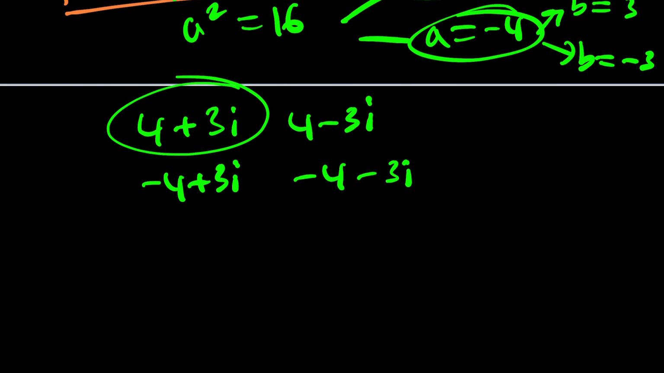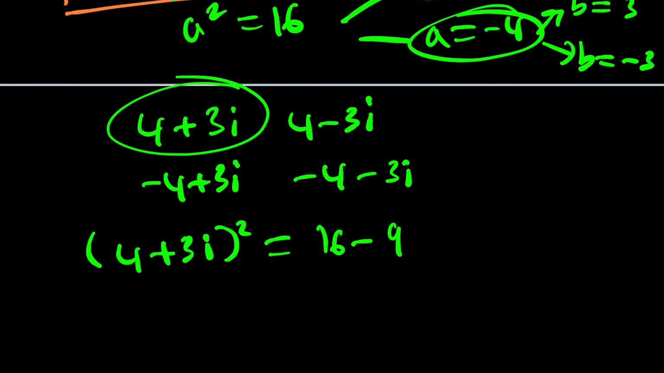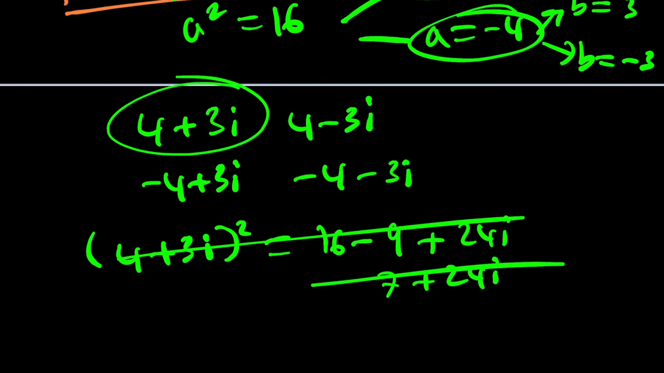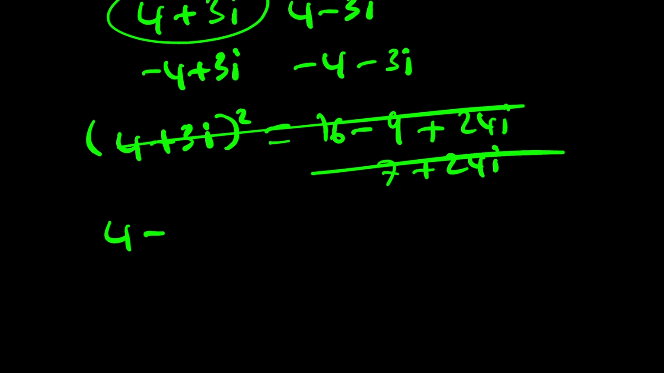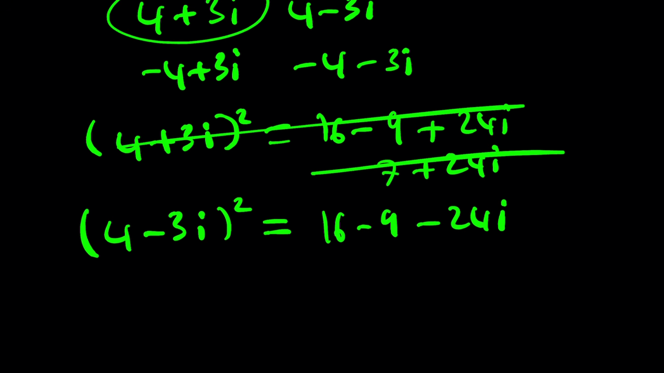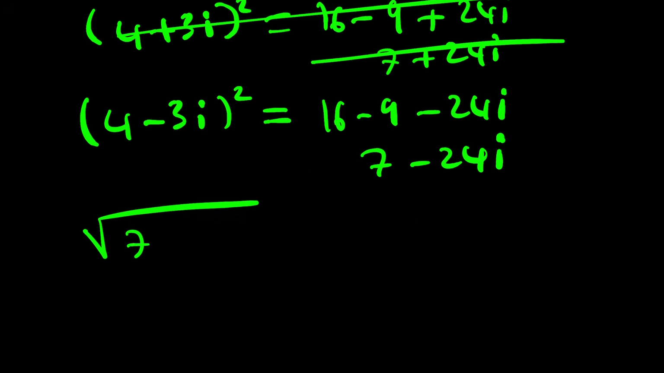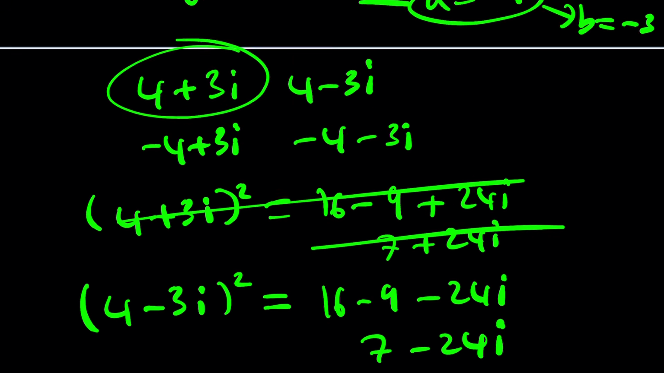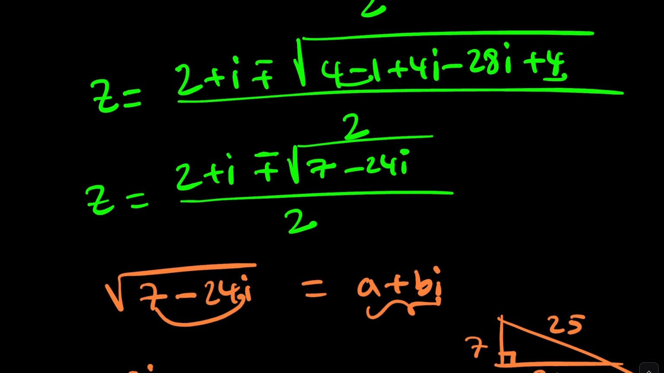If I square this number, right, I get 16 minus 9 plus 24i, which is 7 plus 24i. Uh-oh, this didn't work because I'm looking for 7 minus 24i. So I need a minus sign, which means this is one of the numbers I'm looking for. This is 16 minus 9 minus 24i, which is 7 minus 24i. In other words, one of the square roots of 7 minus 24i is 4 minus 3i, and the other one is the opposite. But that'll be taken care of by the plus minus sign.